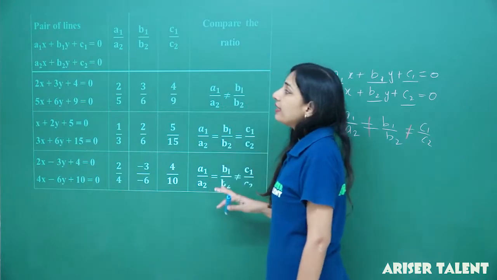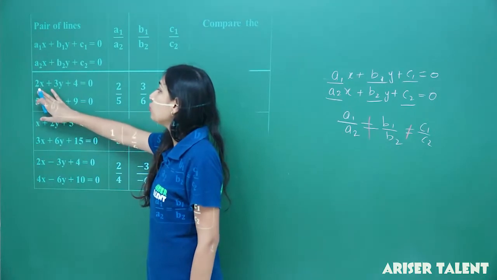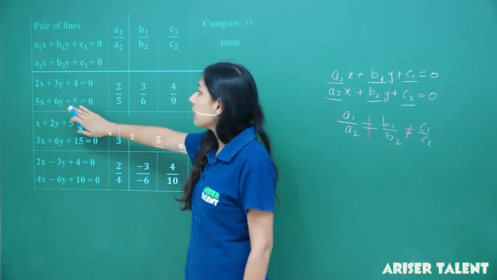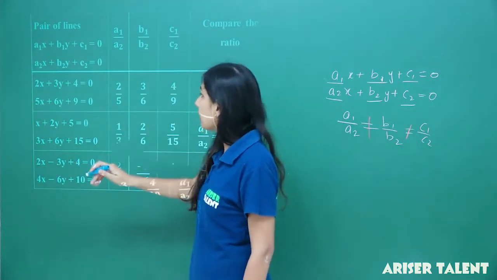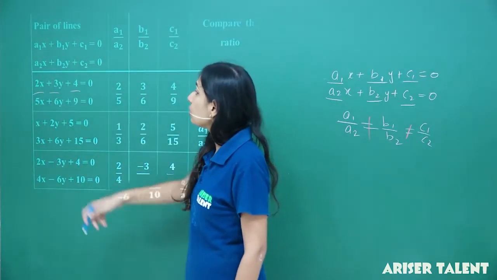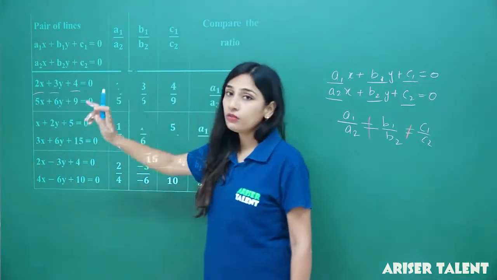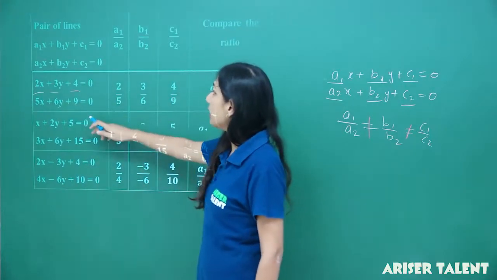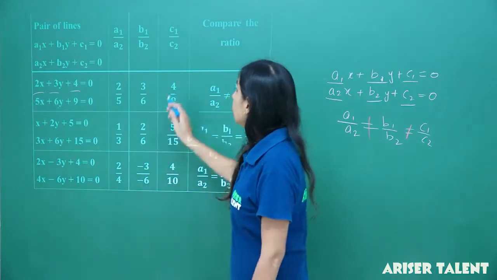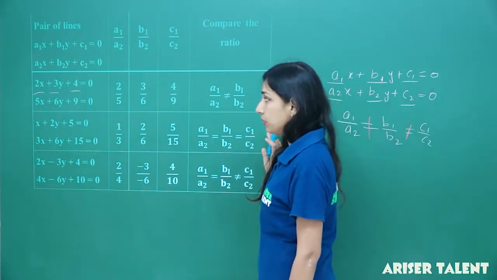Now, we have specified these cases in this tabular form with examples. 2x plus 3y plus 4 equals to 0, and 5x plus 6y plus 9 equals to 0. In this case, if we take the ratios, 2 by 5 is not equal to 3 by 6, and 3 by 6 is not equal to 4 by 9. So, these are totally unequal. So, A1 by A2 is not equal to B1 by B2, okay?